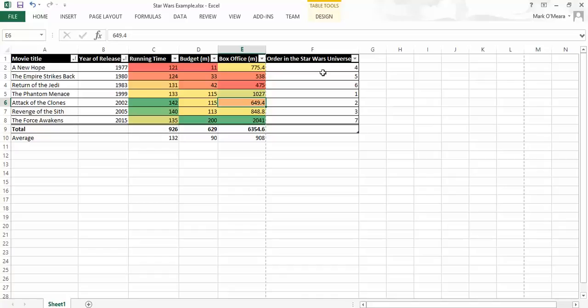The smallest budget was A New Hope at 11 million, and the largest budget, unsurprisingly, was 200 million for The Force Awakens. But that's a really good way of getting a snapshot, and as a teacher I use this a lot just to see the spread of scores and so forth and get a rough sense of where people are sitting.